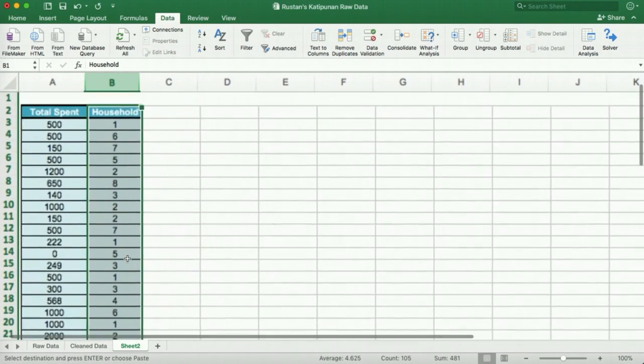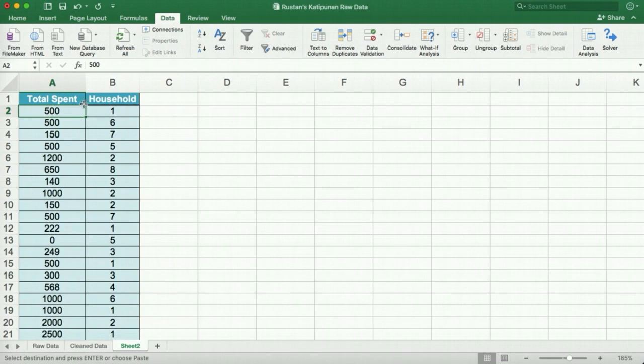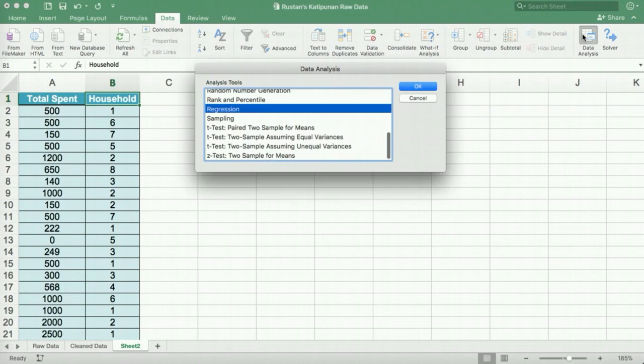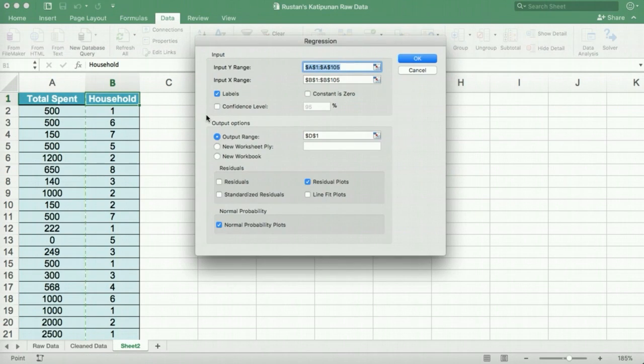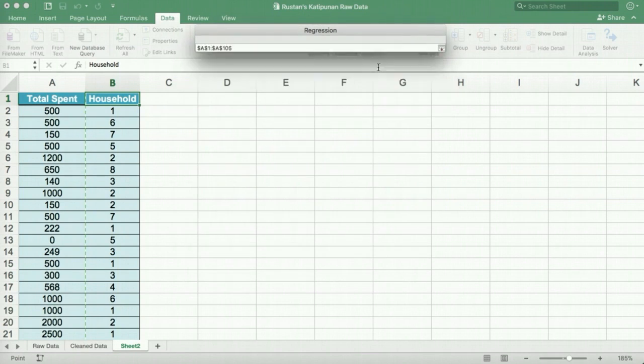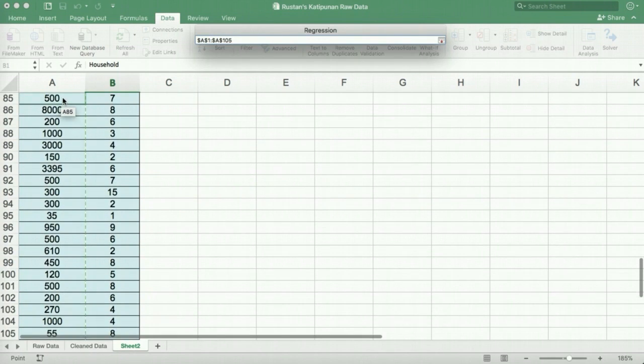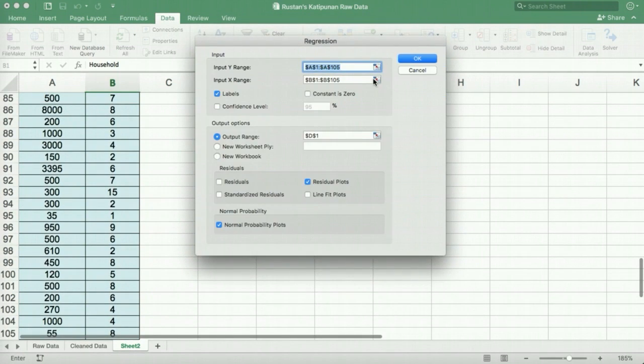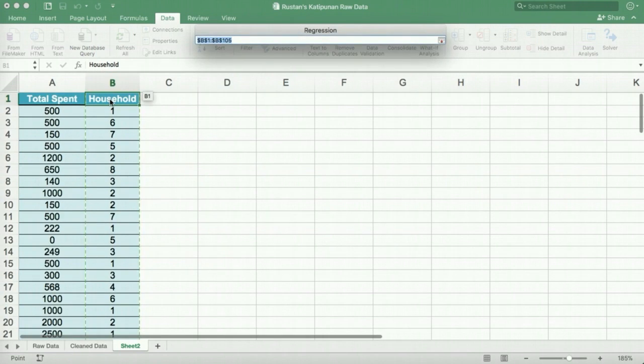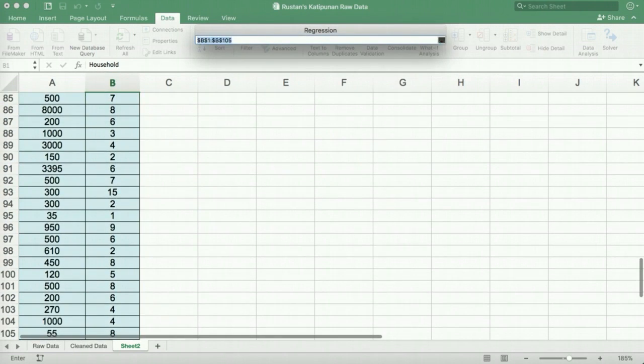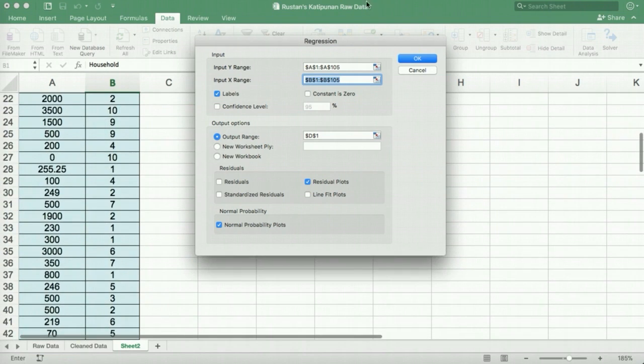And now that I have these two variables isolated, I can now perform the test by clicking data analysis, and then I'll choose regression, and then make certain selections. So for y, or the dependent variable, my selection should be the total amount spent. So this is my dependent variable. And then for x, it should be the values here under household.